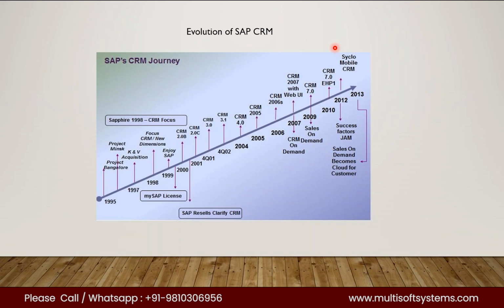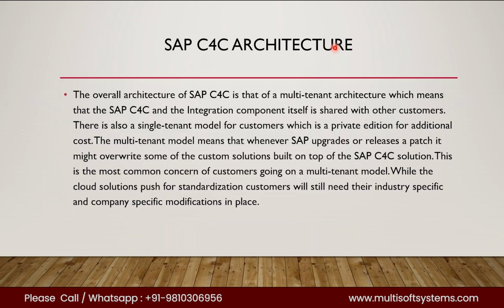And nowadays, if you see the SAP C4C system, it's a very good system. Moving on to the next slide, this is the C4C architecture. The overall architecture of C4C is a multi-tenant architecture, which means that SAP C4C and the integration component itself are shared with other customers. I hope you are aware of that. With C4C, we have options: we can go with multi-tenant or single-tenant architecture.